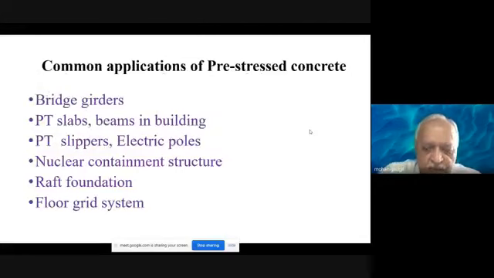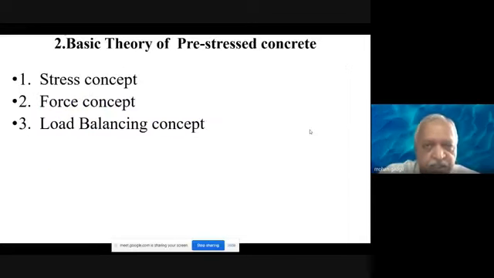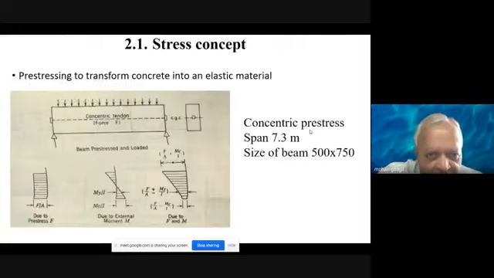Now the applications are common: bridges, PT slabs, railway sleepers, electric poles, floor grid systems, raft foundations, and so on. Wherever you have bending moment or tensile forces, you can use prestressed concrete. There are three basic theories for understanding the behavior of a prestressed concrete member. One is the stress concept, where we work out the stresses due to the applied load, the stresses due to the prestressing, combine the two, and see whether these stresses are within limit, and so on.